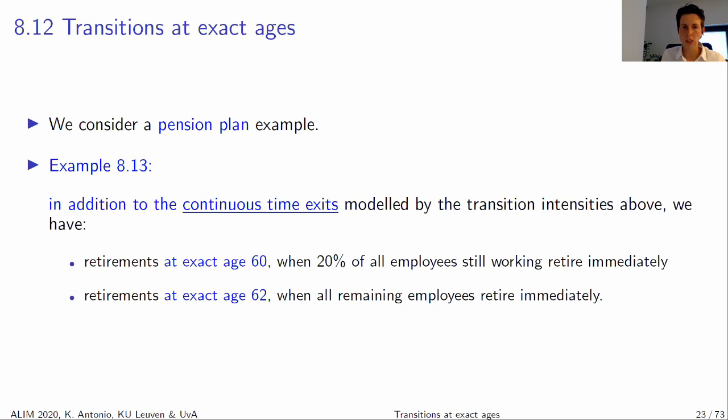So in addition to the continuous time exits from the previous sheet, we will also take into account that at exact age 60, 20% of all the employees still working will retire immediately. And at the exact age of 62, all the remaining employees will retire immediately. So these are two additional transitions at the exact age of 60 or at the exact age of 62, which we need to take into account in our calculations, next to the forces of transition that we had on the previous sheet. Does that make sense?